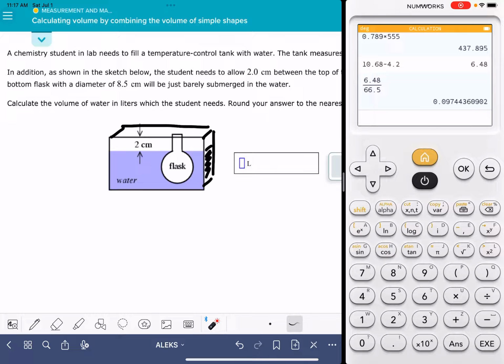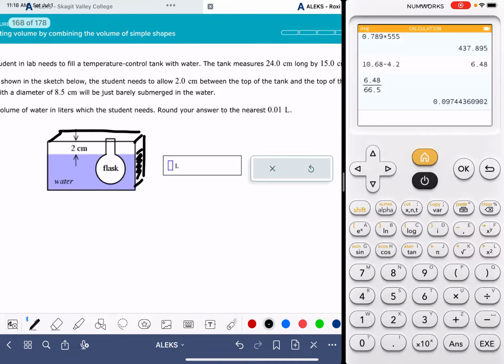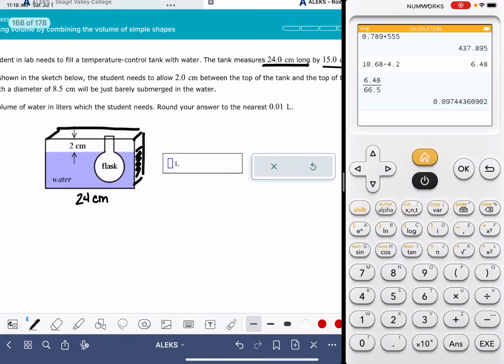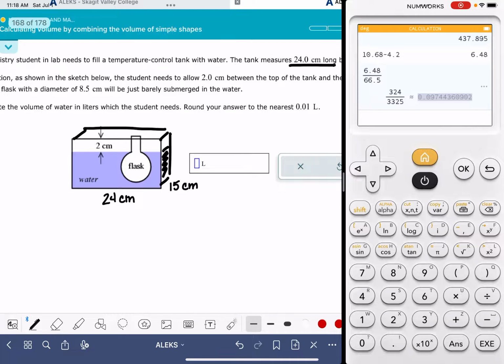So this shape here is the shape of a sphere, and it wants us to calculate the volume of water inside this tank. To do that, we're going to need to calculate the volume of water in the rectangle shape, and then from that subtract the empty space of this sphere. The dimensions of this tank are provided in the problem. It is 24 centimeters long, 15 centimeters wide, and 11 centimeters deep. That's the depth of the whole entire tank.